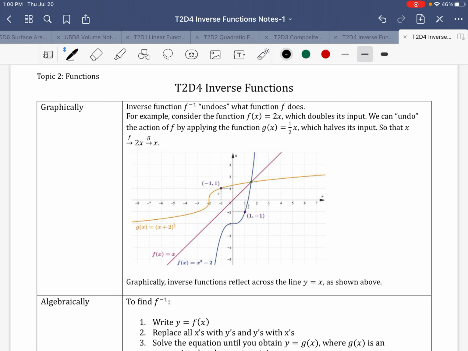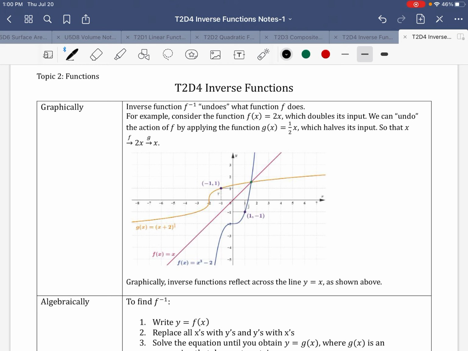So if you have some variable x that goes through function f, gets doubled, goes through function g, gets halved, you end up with the original x value. All right, so that's what inverse functions do. They undo each other.